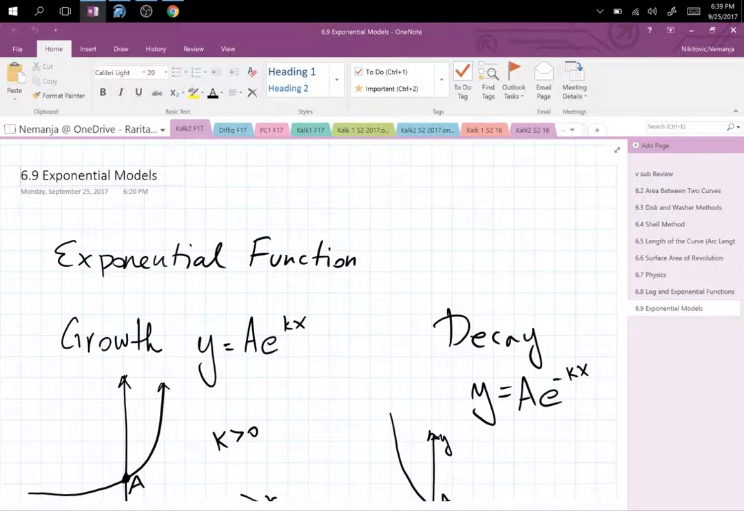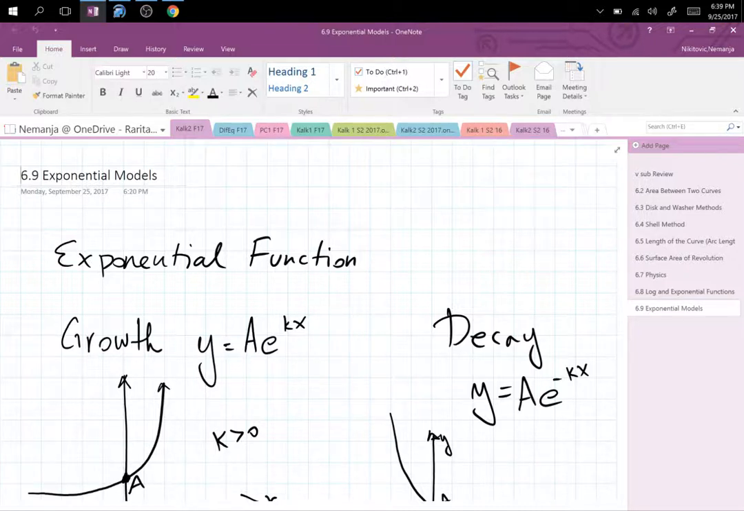Another part would be biology, which I forgot to mention earlier, where we talk about population, whether it's people or rabbits or bacteria cultures, whatever it is. Exponential modeling is done as well.